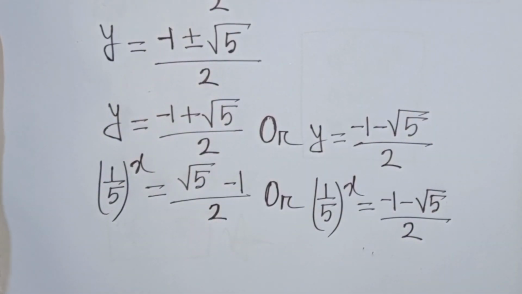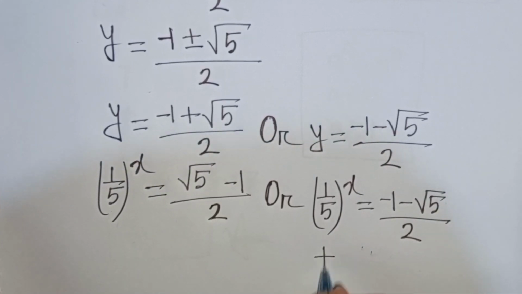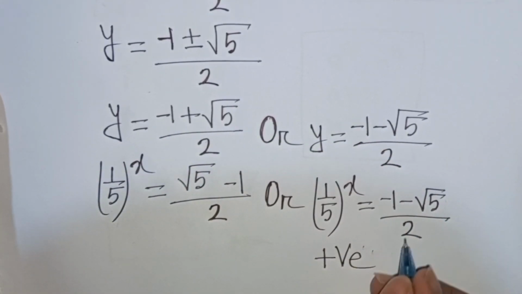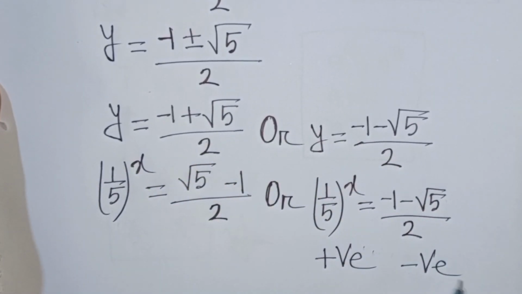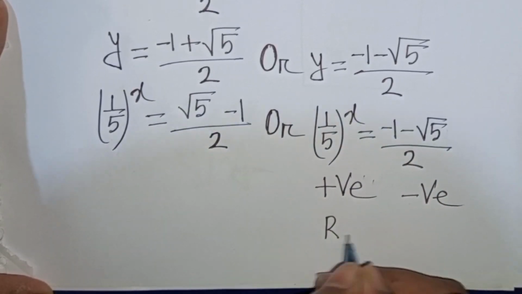Now we see (1/5)^x, any number to this power is always positive, but minus 1 minus square root of 5 divided by 2 must be negative. So positive cannot be equal to negative, so this is rejected.